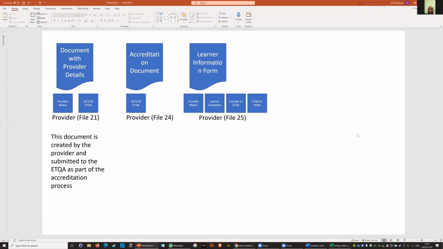So I think it's much easier now. The way it reads, the first one is the document with the provider details, and then I make that document and explain it with a paragraph on the purpose of that particular document. Then I go on to the second one, accreditation, which is in line with the ETQA or the QCTO or even the CETA itself.